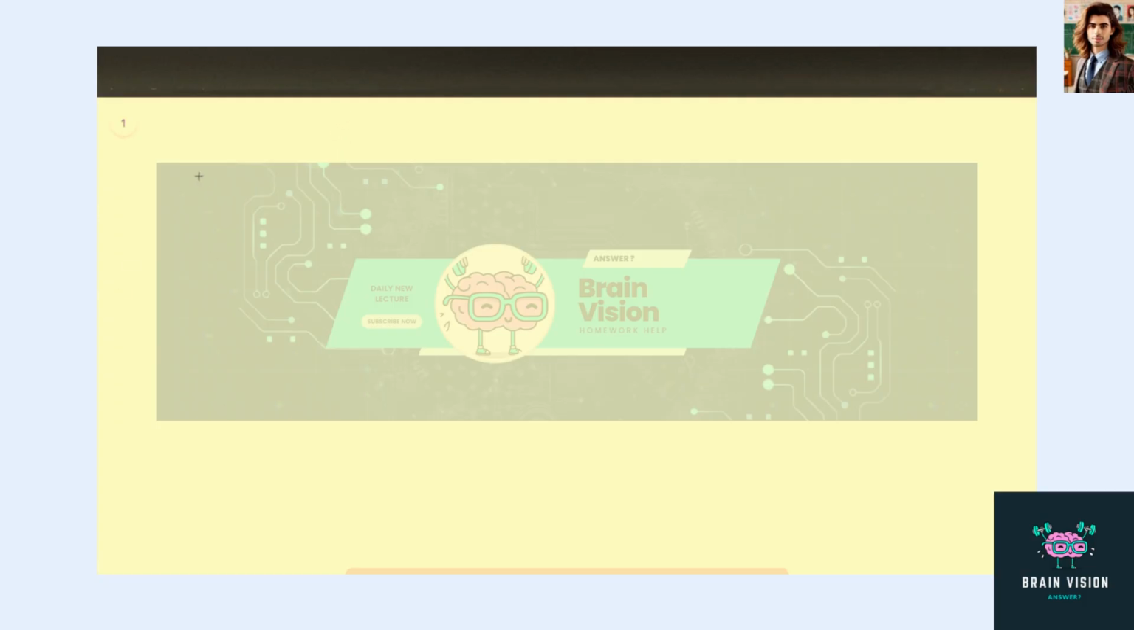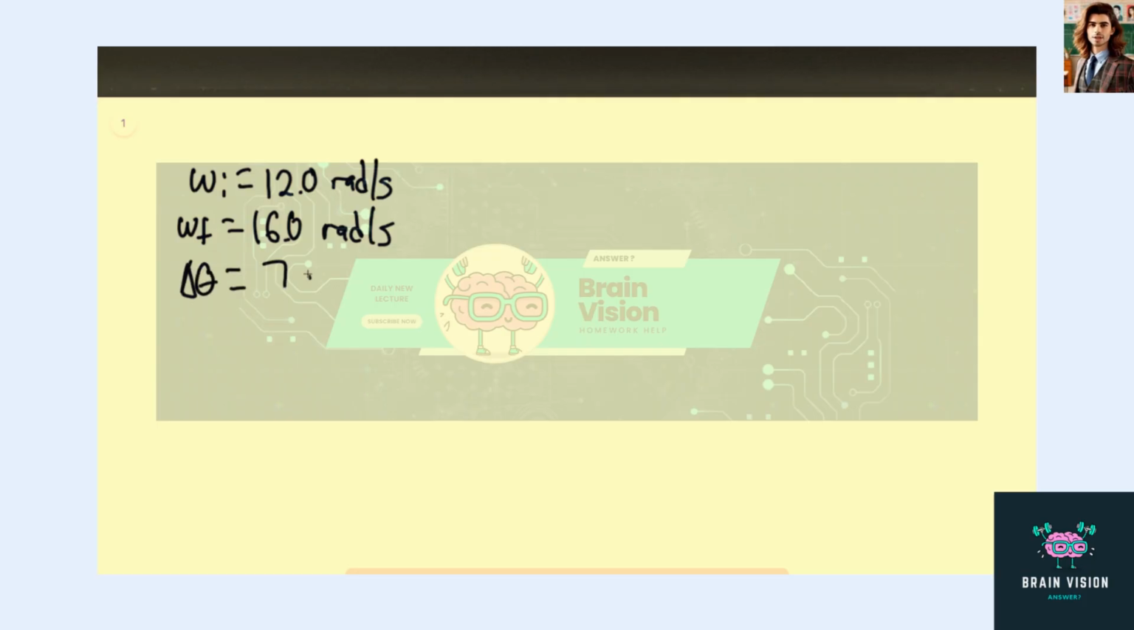So here it wants us to derive an equation for angular acceleration without solving for time. So we can say our initial angular velocity will be 12.0 radians per second. Our final angular velocity is going to be 16 radians per second. And then our change in angular displacement will be 7 radians.